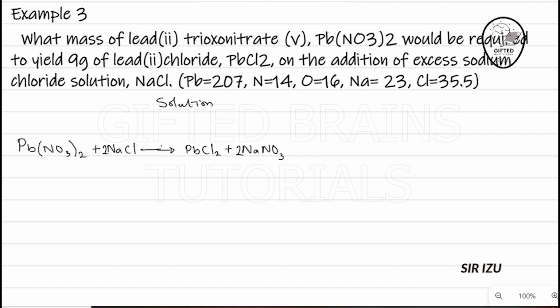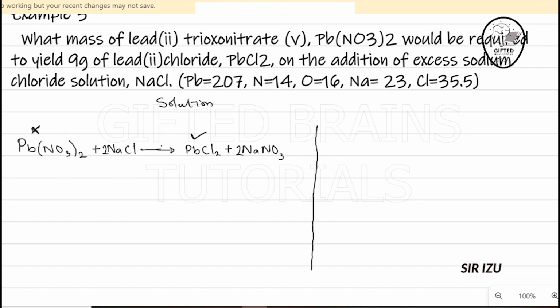The next thing I'm going to do is to mark out what I'm asked to obtain, the required. Here, what mass of lead(II) nitrate? So this is what is required. And what is given to us is lead(II) chloride. So this is the given. I'm comparing between these two substances. Again, I'll be splitting my board into 2.